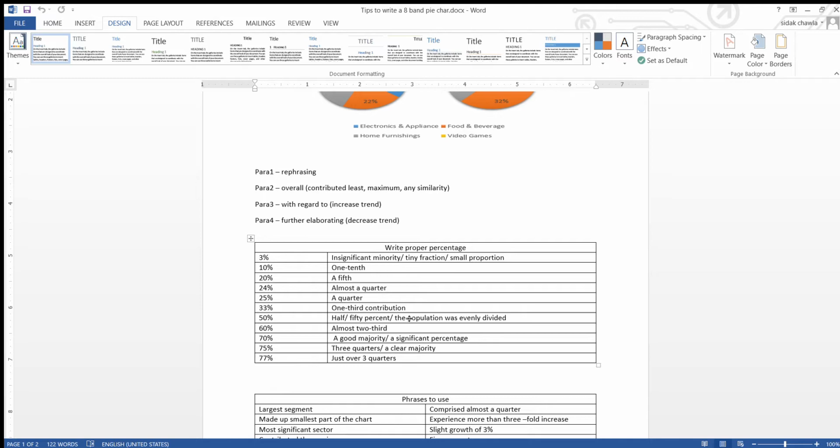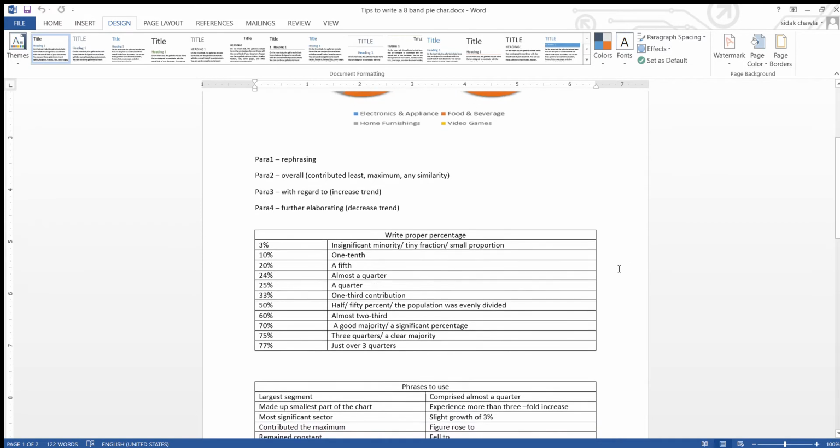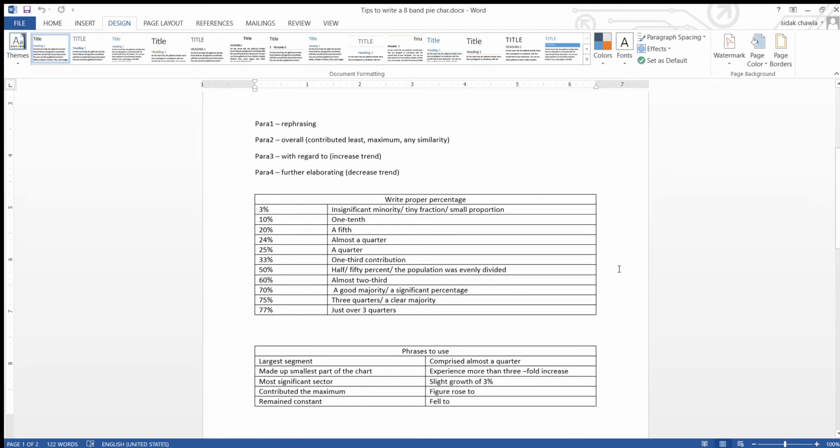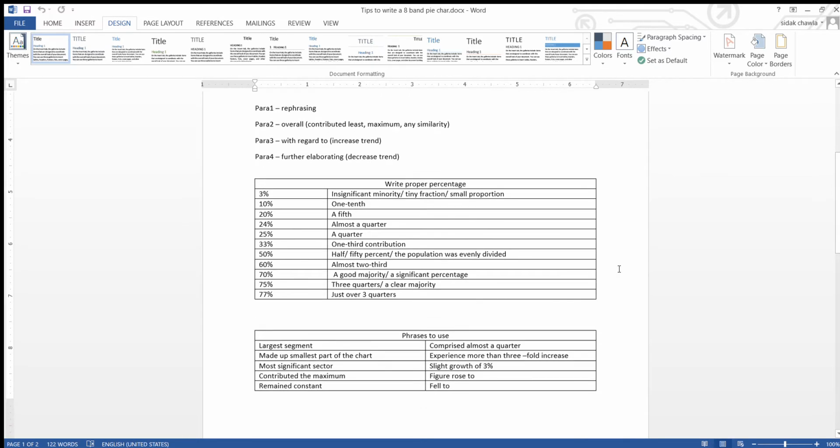Here I have also provided you with the best ways to write the percentage. Every time you cannot bluntly write 10%, 20% or 50%. What you can do is write it for 1 to 2 times. But if you learn some really good synonyms like a quarter of, 1/10, a fifth, it will be really better and you will be able to score a good band score. Here you can write 3% as insignificant minority, tiny fraction, a small proportion. 10% can be written as 1/10, 20% as a fifth part, and a quarter for 25%.